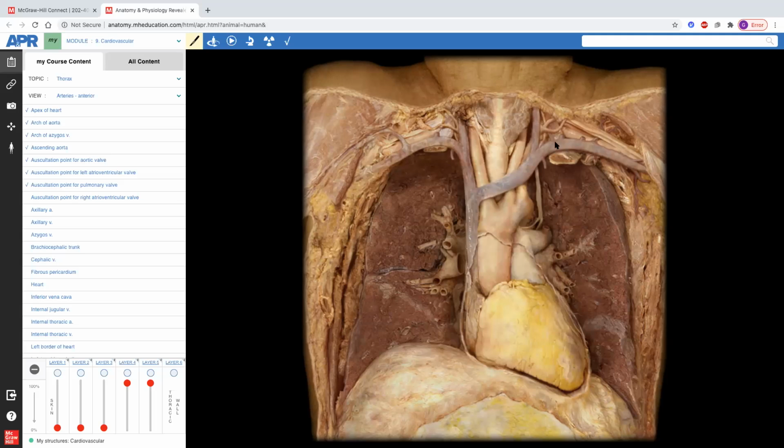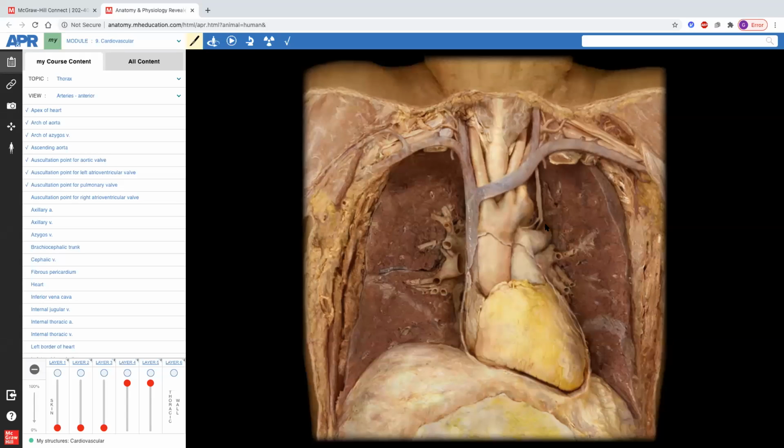Here's our subclavian vein. Here's our internal jugular vein. When those two veins combine, they change names. Here's our brachiocephalic vein, right? So now on this, we can see brachiocephalic vein really good. We can see the left and the right subclavian veins. We can see the internal jugular veins really good.